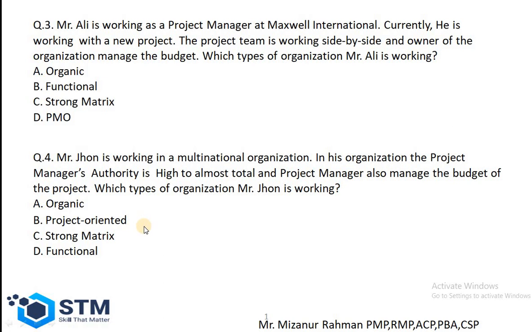So come to question number 4. Mr. John is working in a multinational organization. In his organization, the project manager authority is high to almost total. The project manager also manages the budget of the project. Which type of organization is Mr. John working in? The project manager authority is high to almost total, and the project manager also manages the project budget. So we can say the organization is a project oriented organization. That means the answer is B.